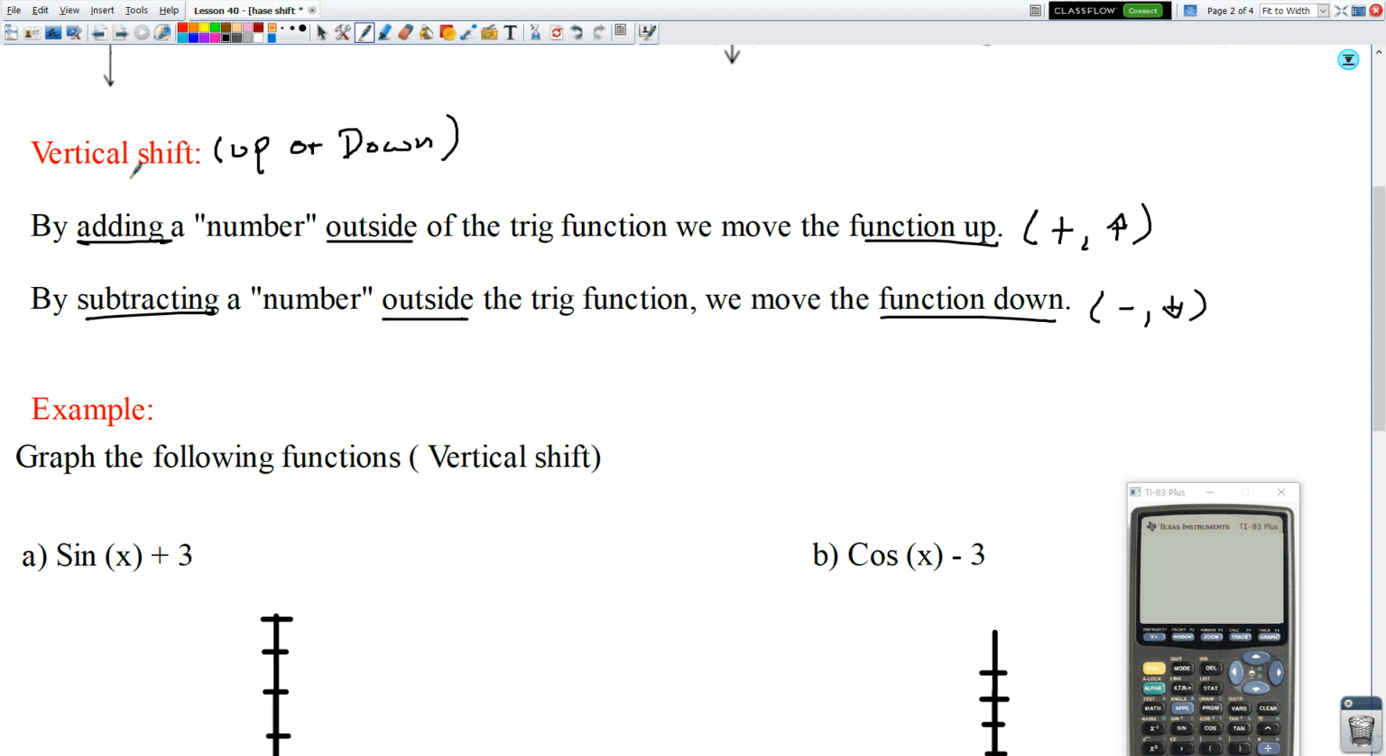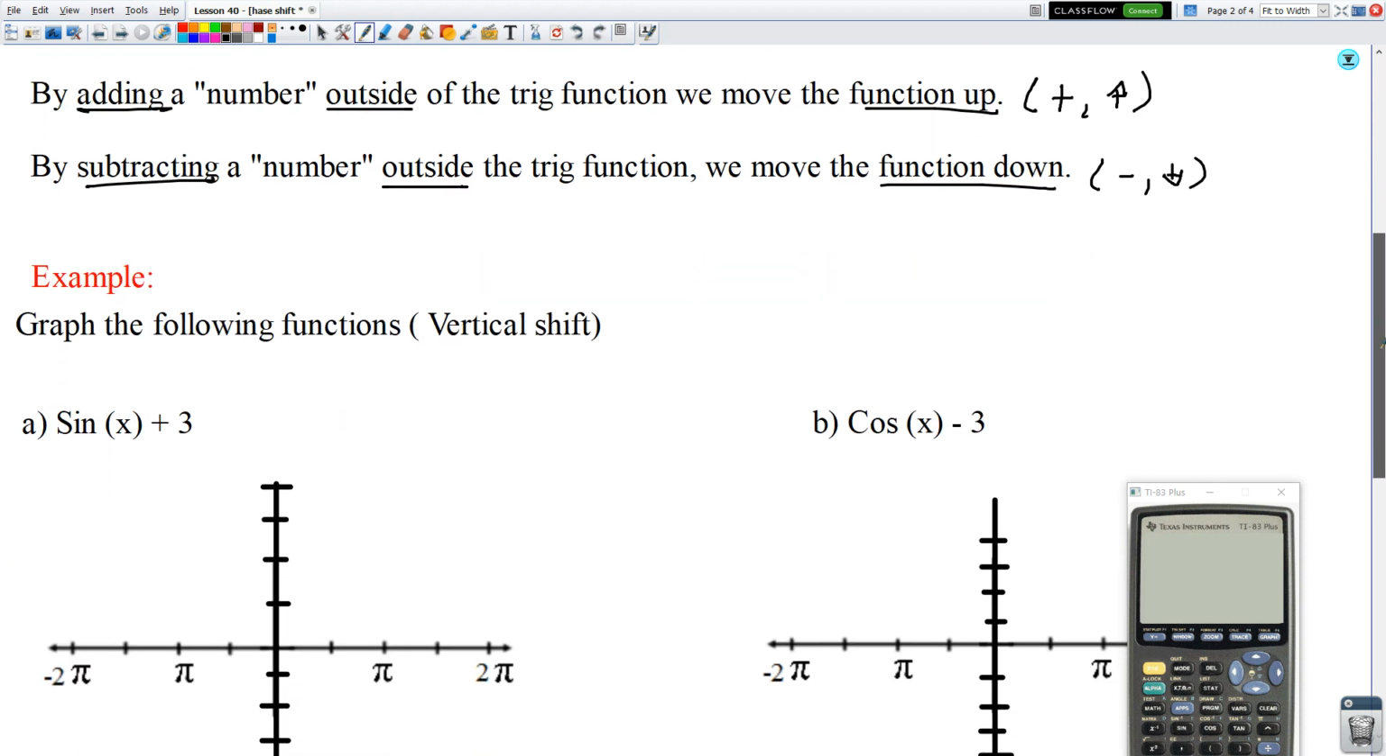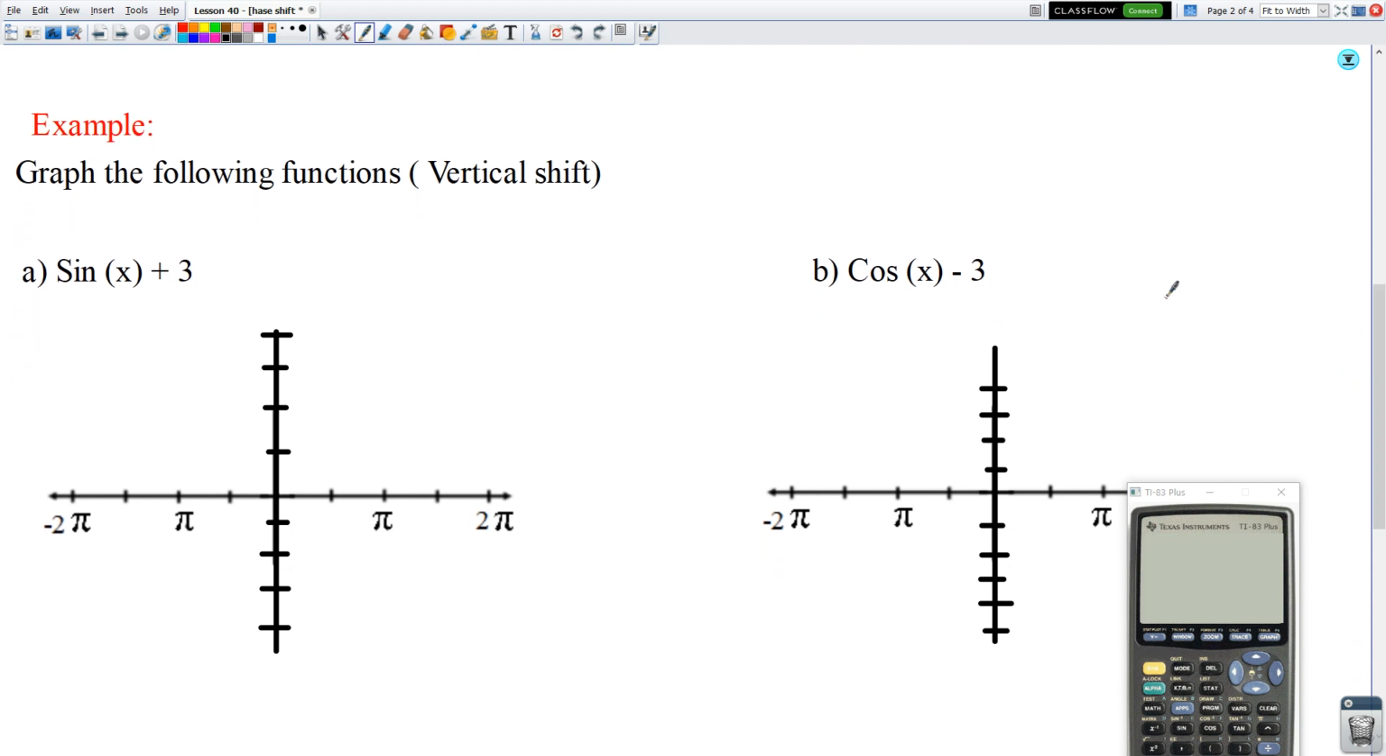But note that the vertical shift always happens outside of the function, always. So if you see a number being added outside, that's an indicator that you're moving up or down. If the number is being added, then we're moving it upwards. If the number is being subtracted, then we're moving it downwards. So let's see how this looks. Well, let's see some examples here.